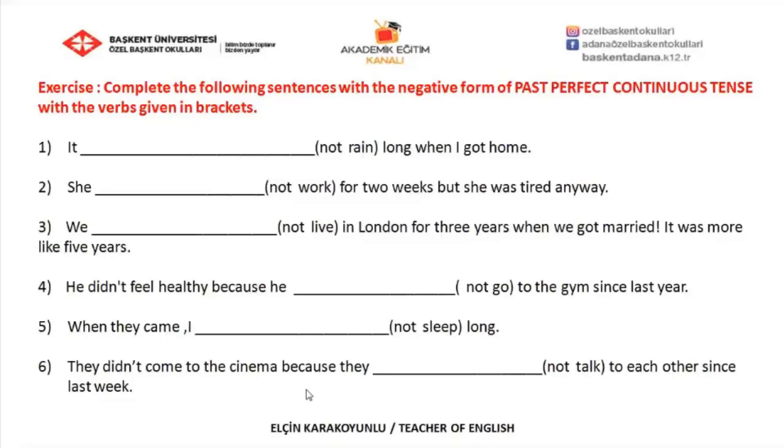There is an exercise here. Complete the following sentences with the negative form of past perfect continuous tense with the verbs given in brackets. This time you are going to complete the sentences with the negative form of past perfect continuous tense.